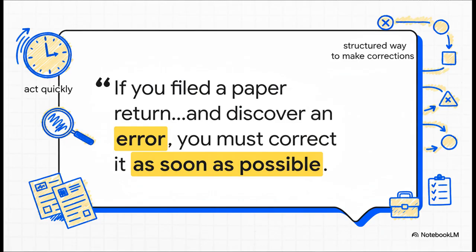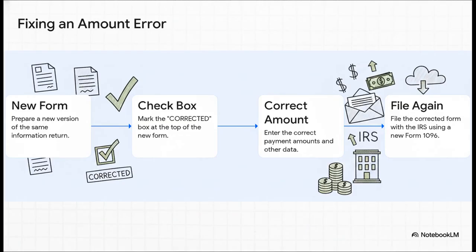Luckily, they have a very specific process, but you gotta know that the steps are different depending on what kind of mistake you made. So, if you just messed up a dollar amount, what the IRS calls a Type 1 error, the fix is pretty straightforward. You grab a new form, check that little corrected box at the top, put in the right amount of money, and send it in. It's a simple one-form fix.